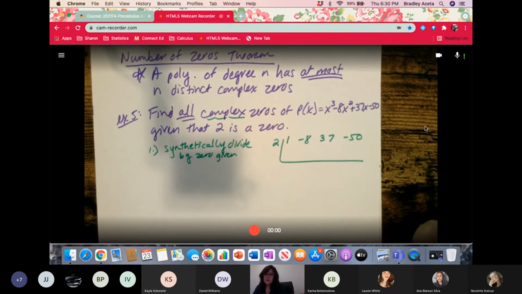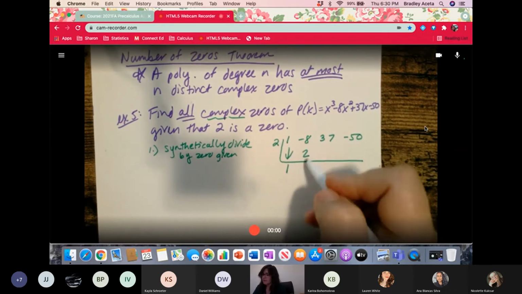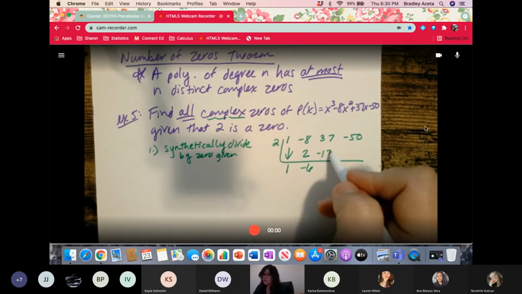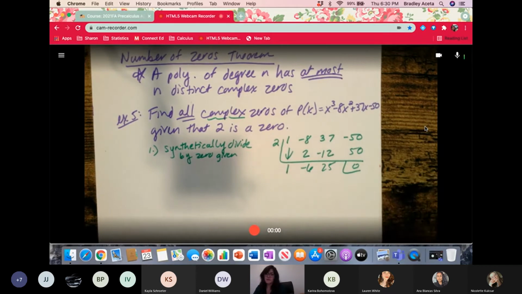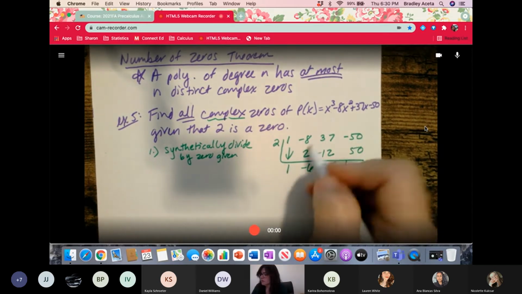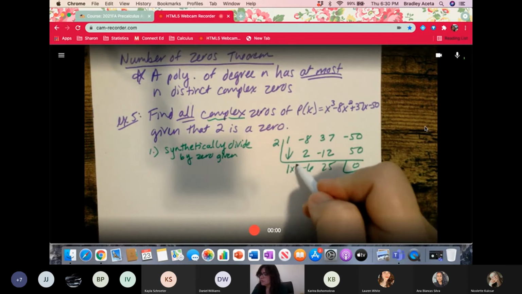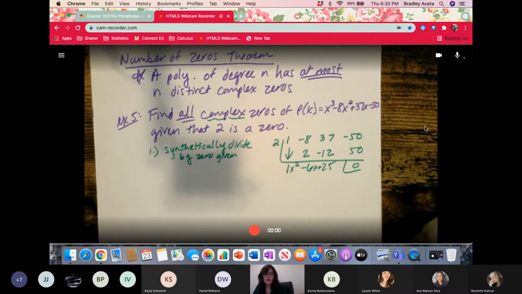And hopefully you got good at synthetic division. So we drop the first one, multiply, add, multiply, add. Ooh, that got me 25. Multiply. Aha, I got a 0, which I should. If I did it right, I should get a 0. Okay, now, what I've now created is a depressed polynomial right here that is now of degree 2. So this is x squared, this is x, and then plus 25.